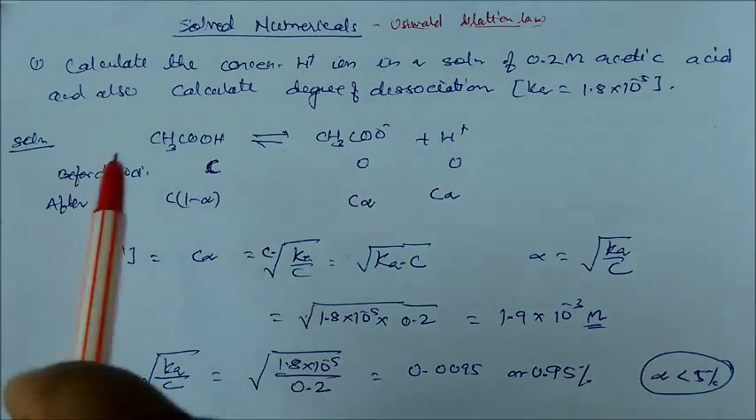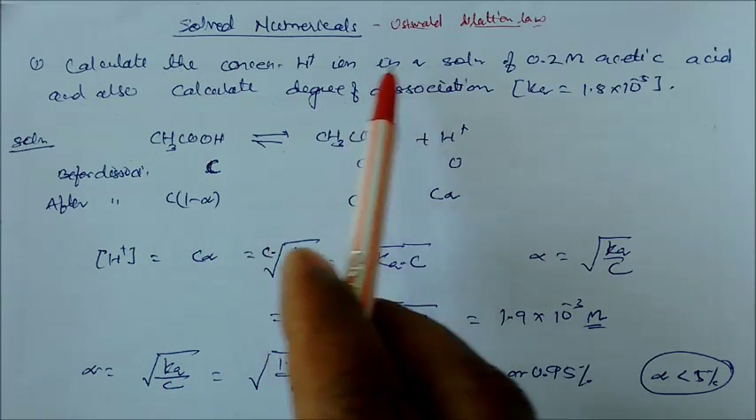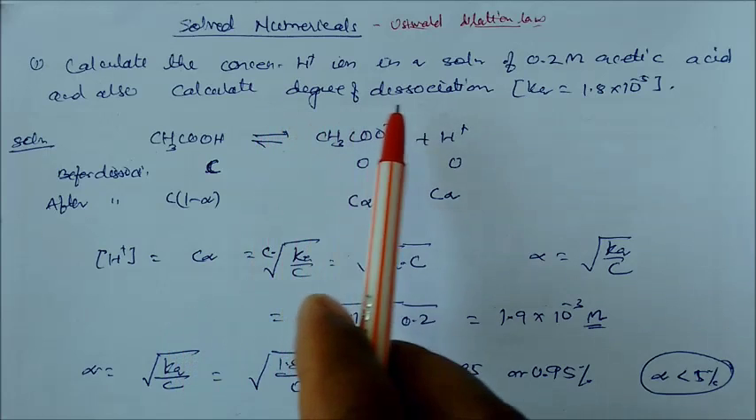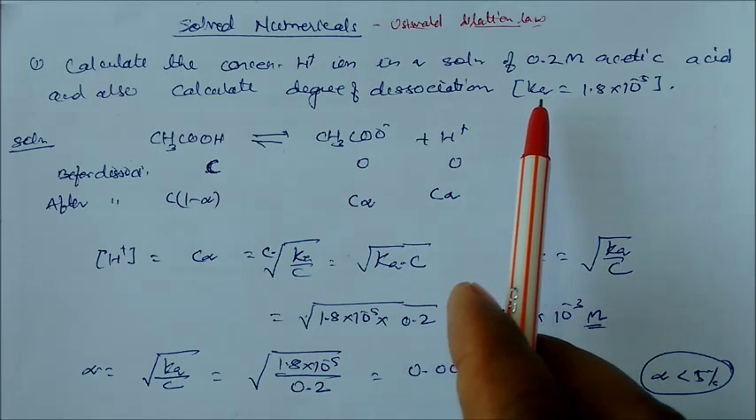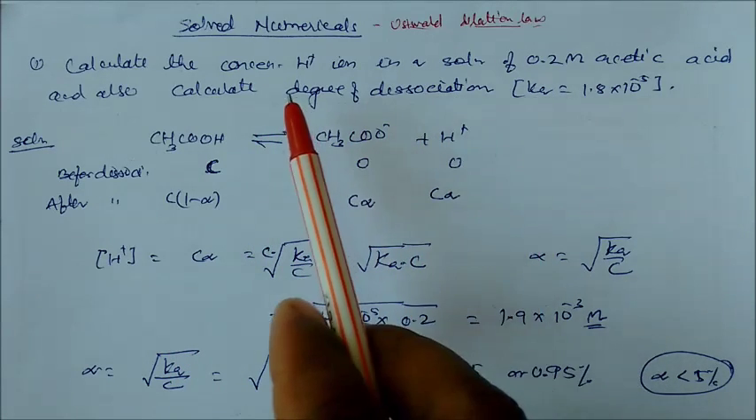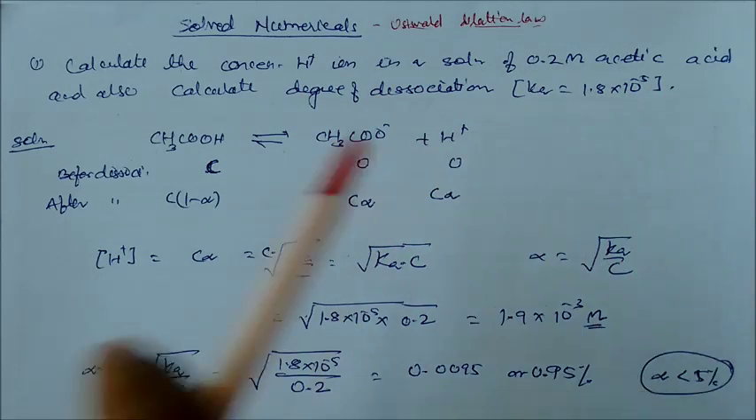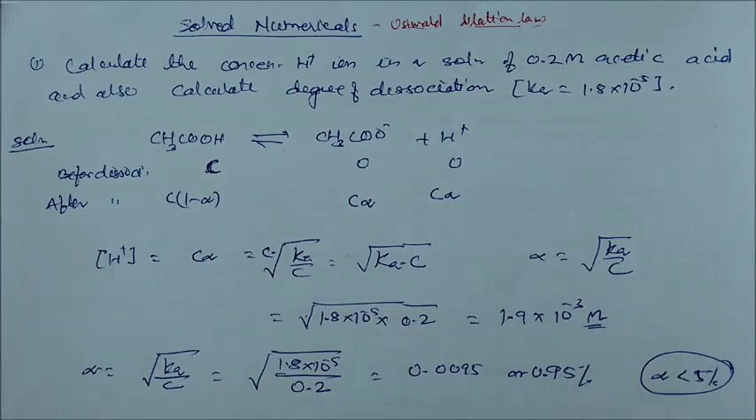Solve numericals. Calculate the concentration of hydrogen ions in a solution of 0.2 molarity acetic acid, and also calculate the degree of dissociation. Here we are given the dissociation constant of acetic acid, 1.8 into 10 power minus 5. This is already a weak acid. We have to find the concentration of H plus.